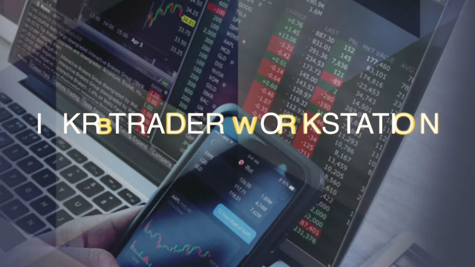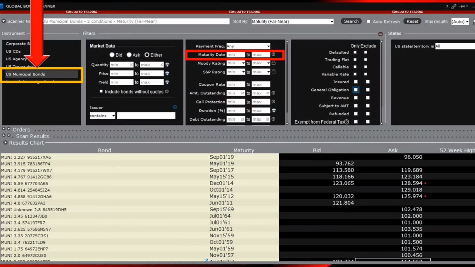We'll also walk you through the IBKR Trader Workstation, where you can locate certain municipal bonds in the secondary market and conduct due diligence to help inform your investment decisions.